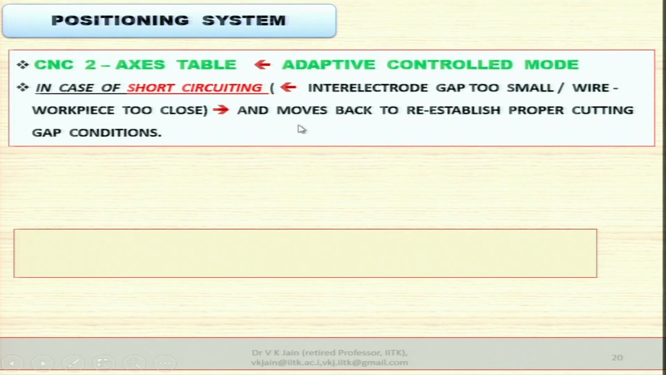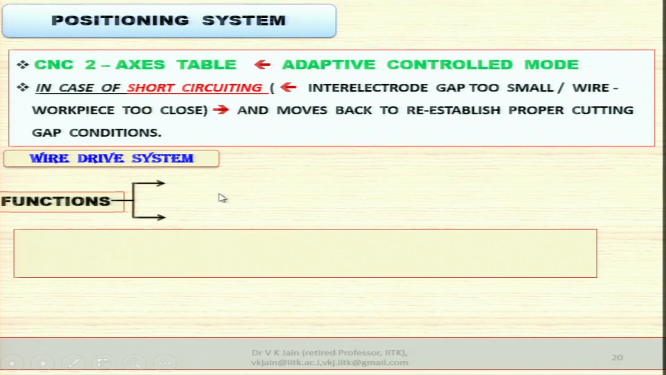At that point of time, this adaptive control moves back to re-establish the proper cutting gap condition. That means it moves the workpiece back so that the proper inter-electrode gap is maintained and short circuiting is many times avoided.